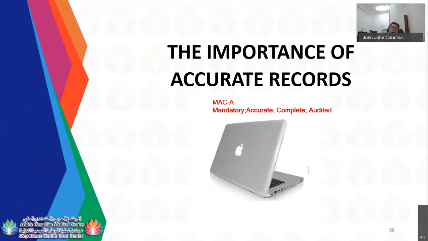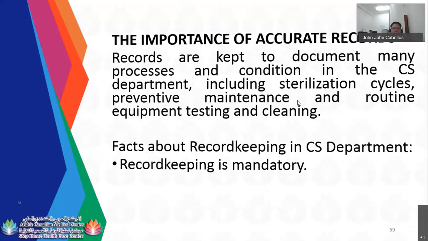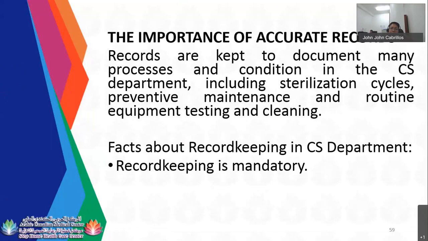So the importance of your accurate records should be MAC-A or MAC-APPLE. Should be mandatory, accurate, complete, and audited. So the records are kept to document many processes and the conditions in CS department, including sterilization cycles, PPM, routine equipment testing, and cleaning. So facts about record keeping in CS department should be mandatory. It is mandatory. Okay.